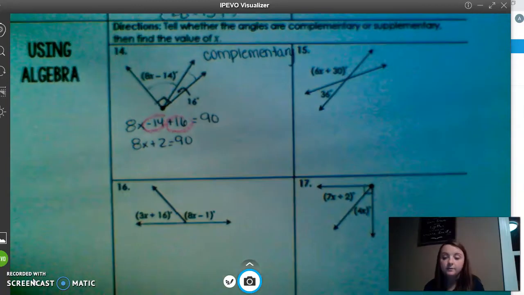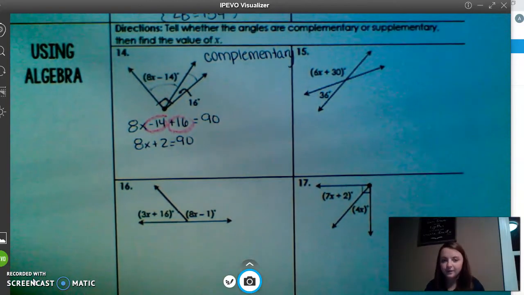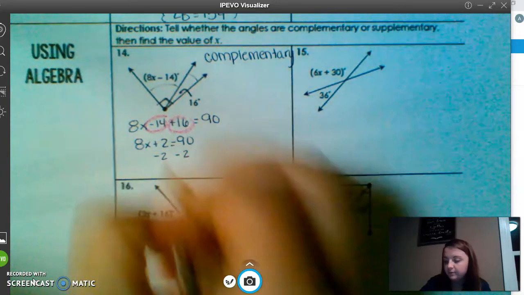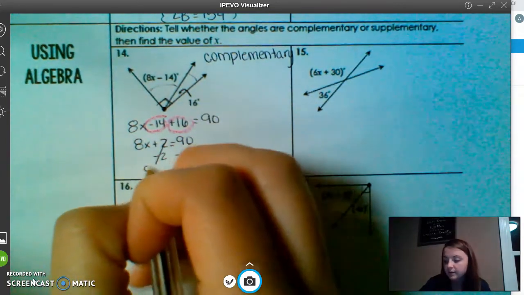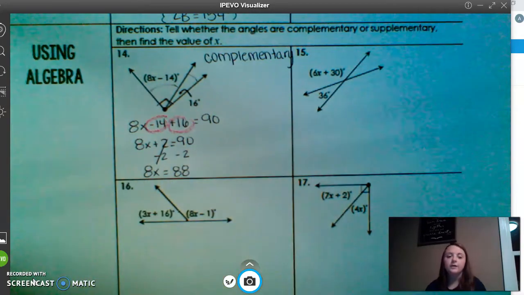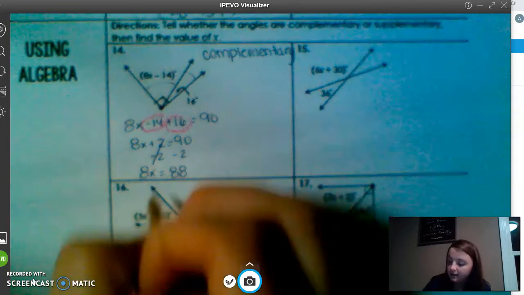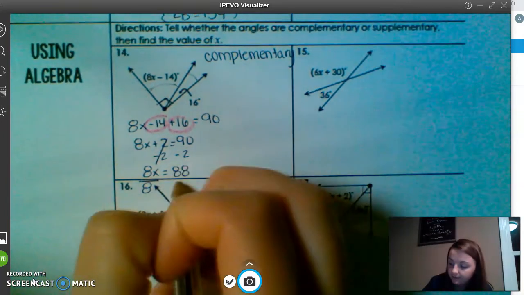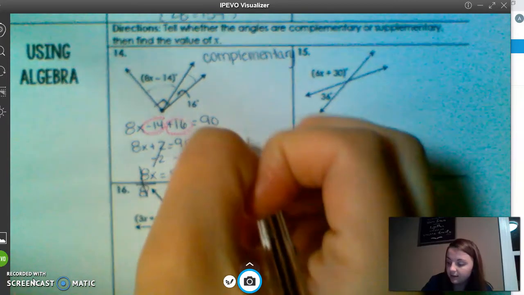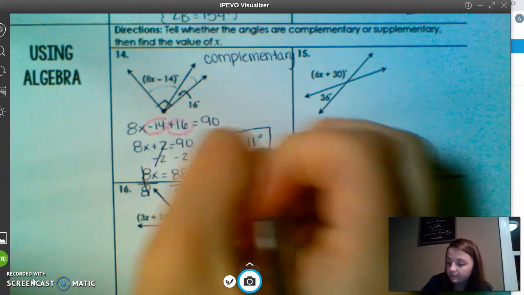Okay, now I just have a two-step equation. So to get x by itself, I would subtract 2. That cancels. I have 8x equals 88. How would I get rid of the 8? I would divide both sides by the 8. Sorry, I ran out of room. And x equals 11 degrees.